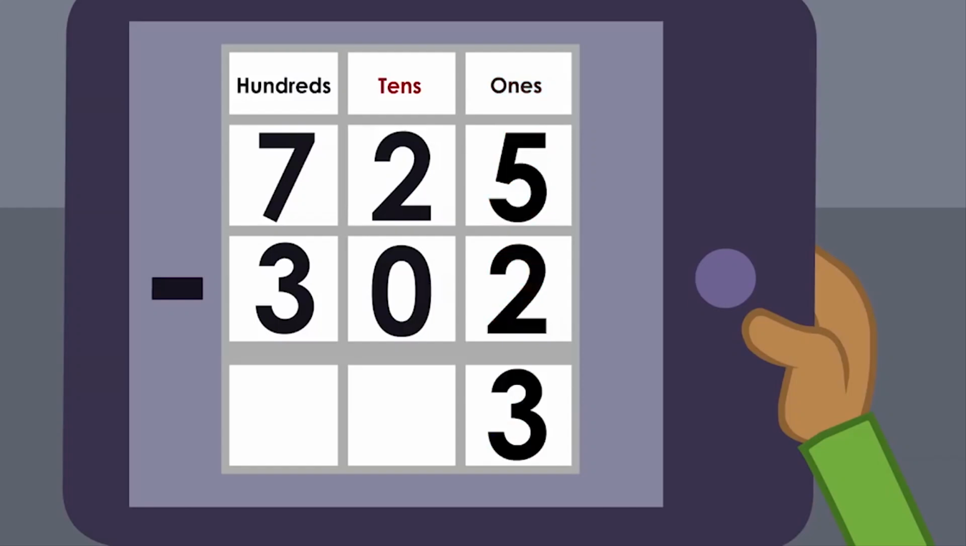Now the tens. Take away 0 tens from 2 tens, and we still have 2 tens. And 7 hundreds take away 3 hundreds leaves 4 hundreds. So, our answer is 4 hundreds, 2 tens, and 3 ones. So there's 423 gauze pads left.